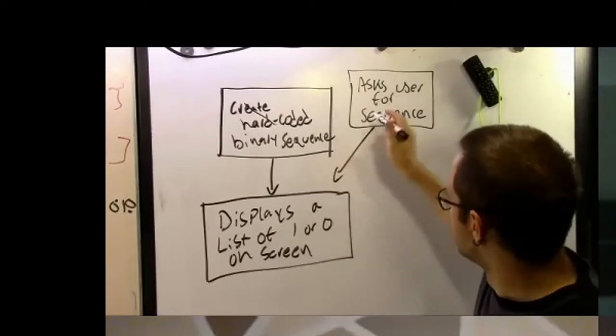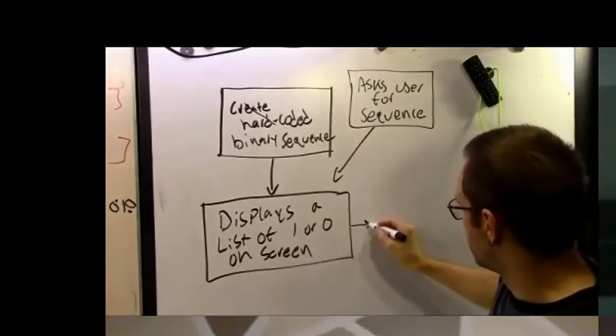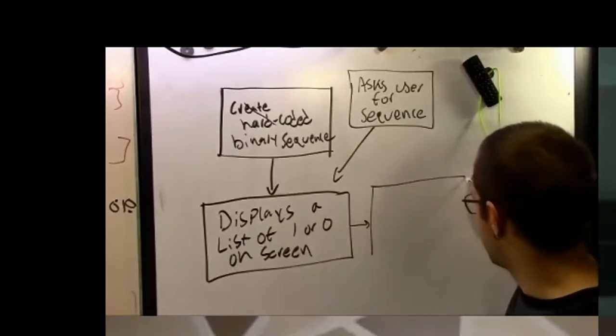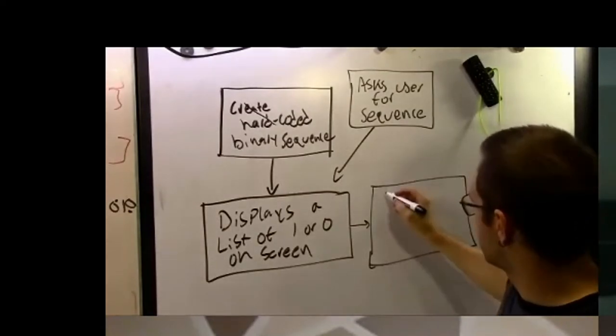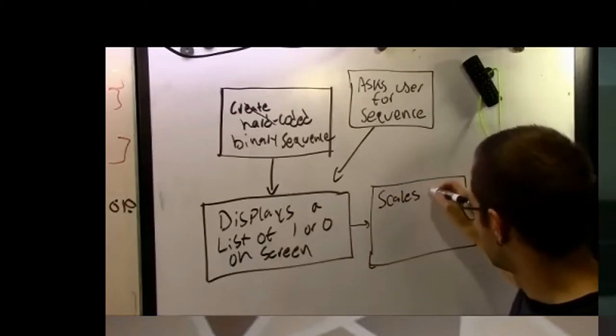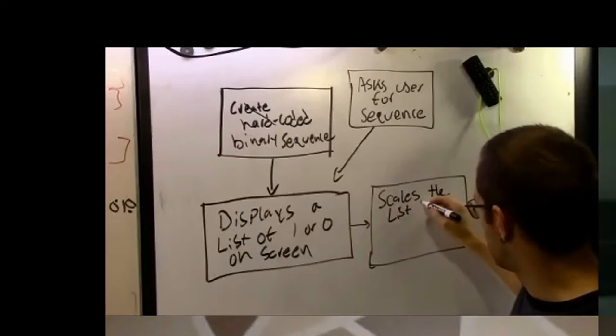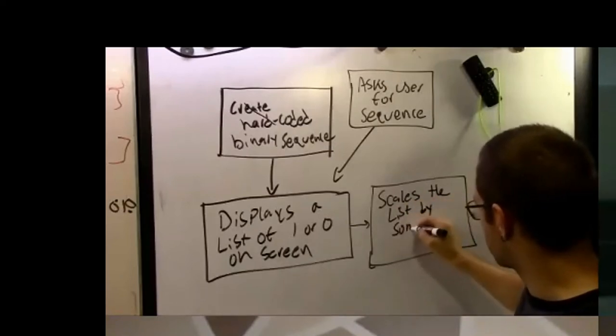So once you can get some basic user input and display it, maybe then the next thing is you pass it to a function that scales the list by some factor.